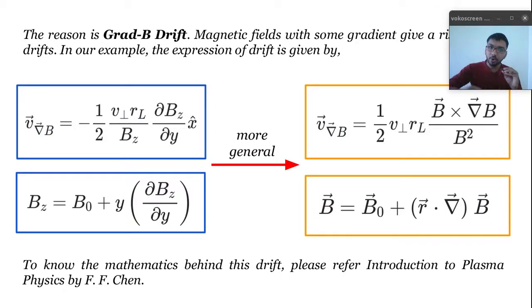But if we want to generalize this result, and we don't want to constrain ourselves to a particular case, if we have a general grad B, for example this one, in any direction, then in that case we will have this kind of a drift. So B cross grad B will give us the direction of this drift velocity.